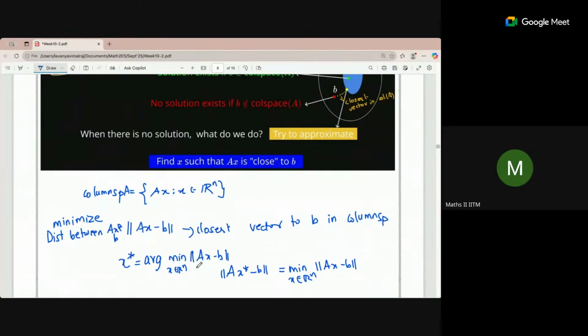We are trying to minimize the norm of Ax minus b, and we want to see for which x this norm is minimum. So far, are you with me? Yes, ma'am.